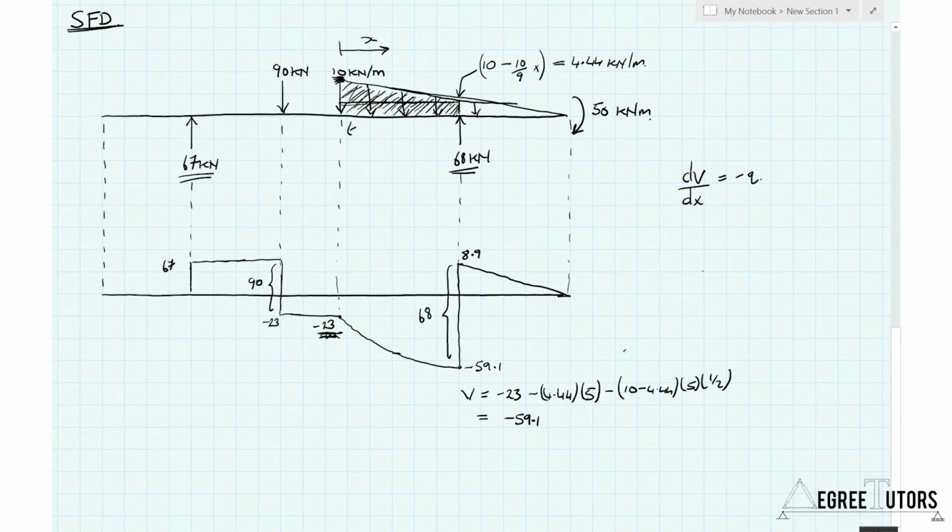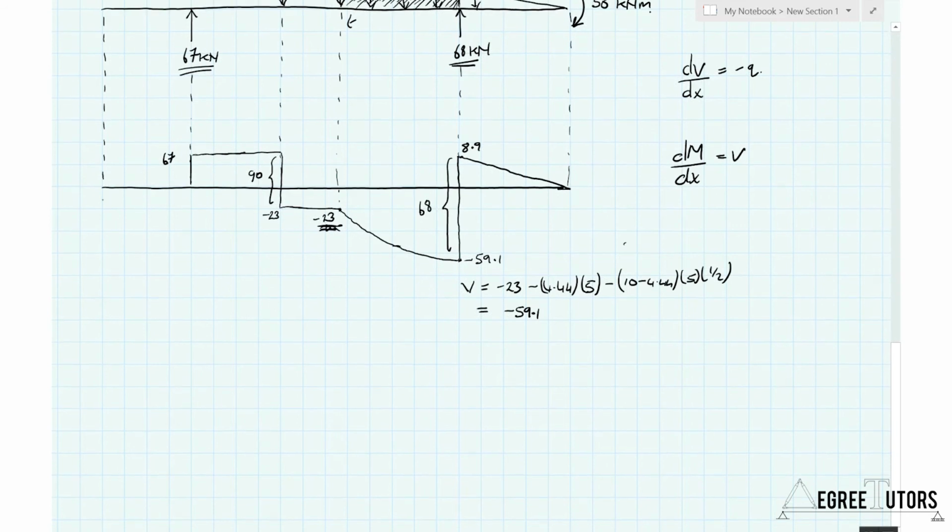We're going to use the expression dM/dx equal to V to tell us what the shape of the bending moment diagram should be, and then we can take discrete cuts at different points in the structure to reveal the magnitude of the bending moment at the relevant locations. Okay, so what does that diagram tell me about the bending moment diagram?